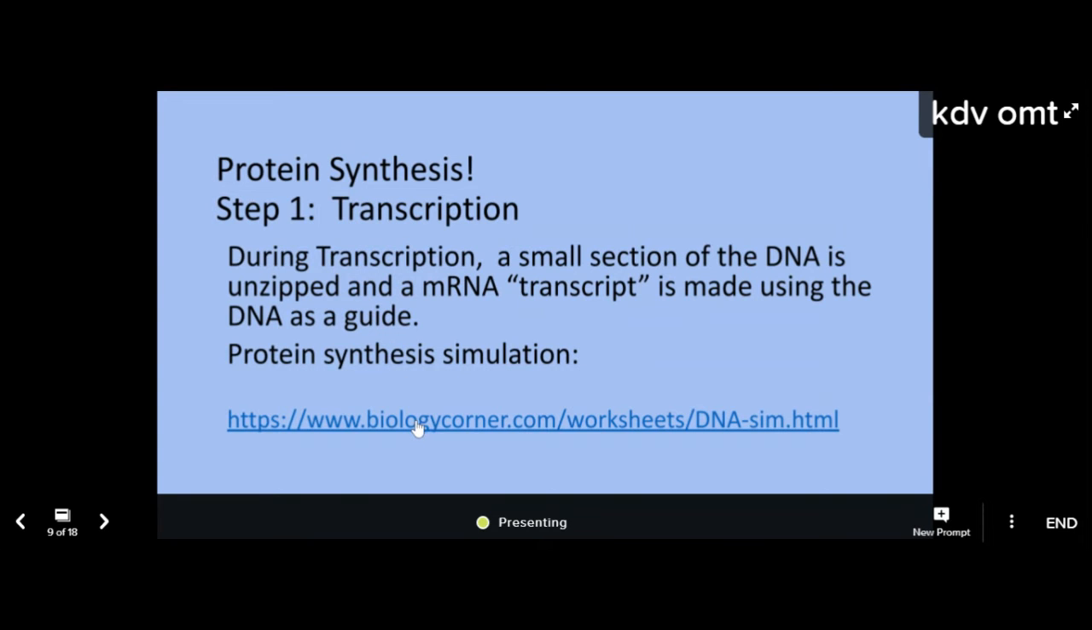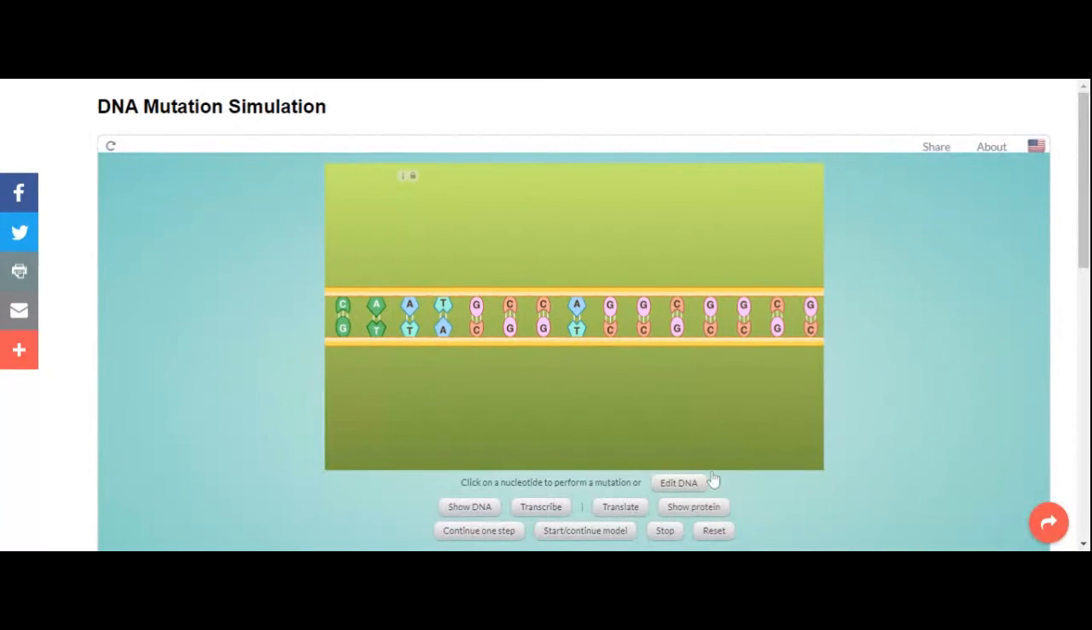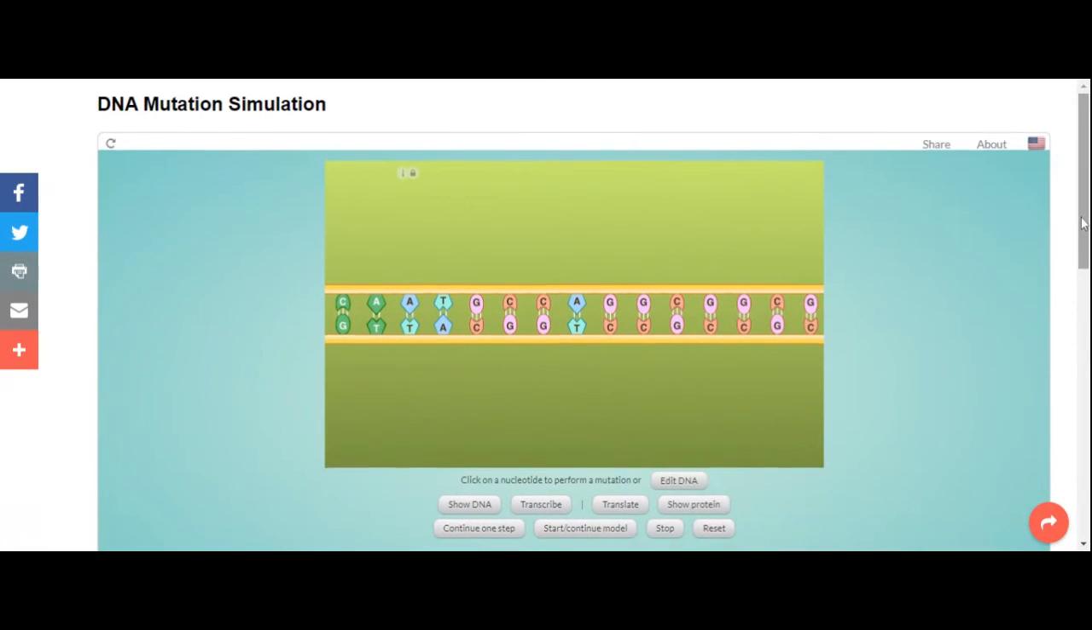All right, give me one second. I have to share this slide. I have to stop and share a new slide. Oh my gosh, how am I doing that? Let me go up to here, share content. Stop. Share application screen. Chrome tab. DNA mutation simulation. So, what we're going to talk about, click a new to perform.